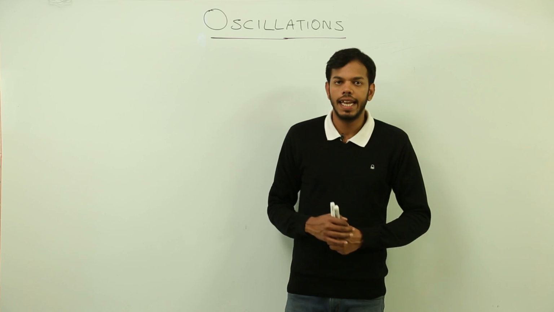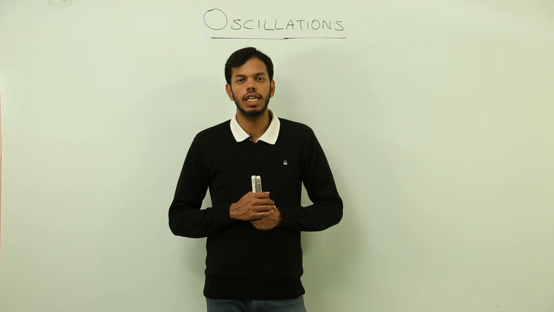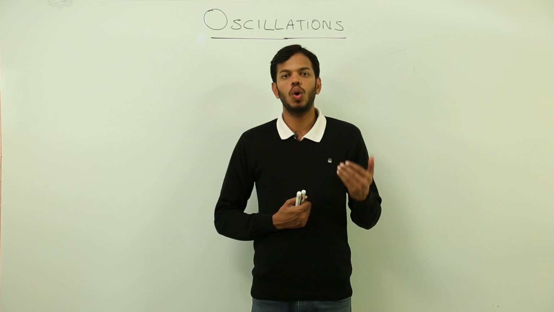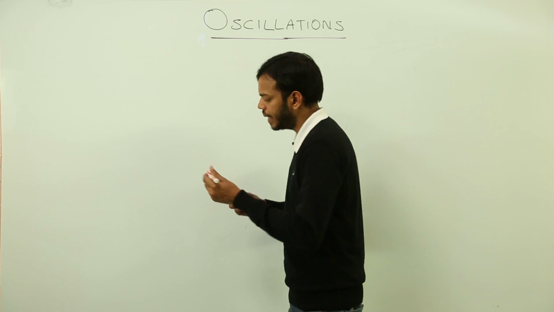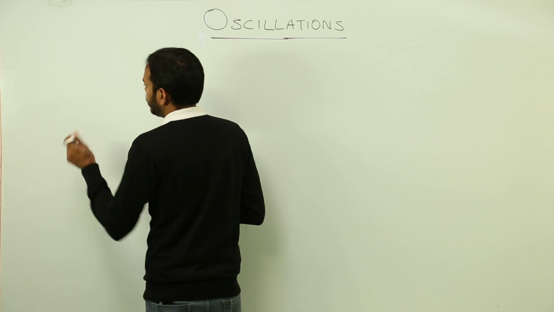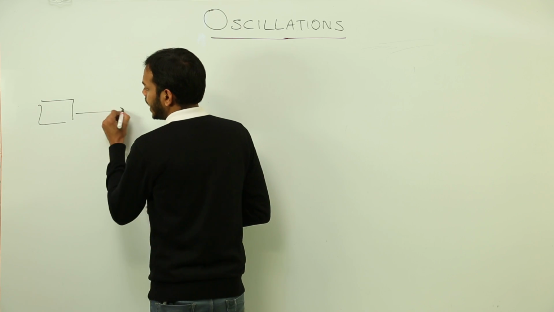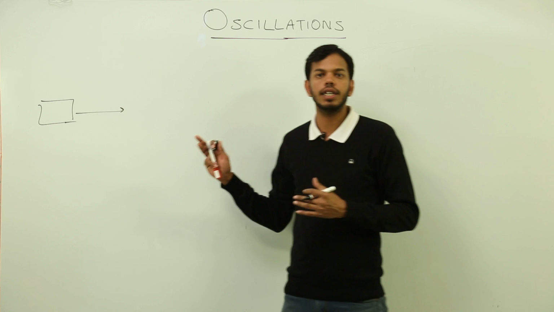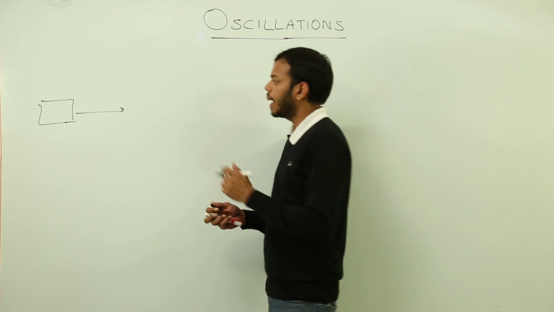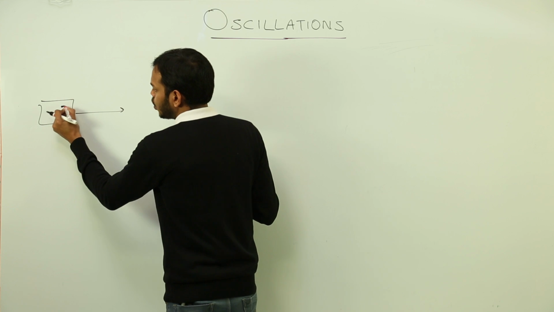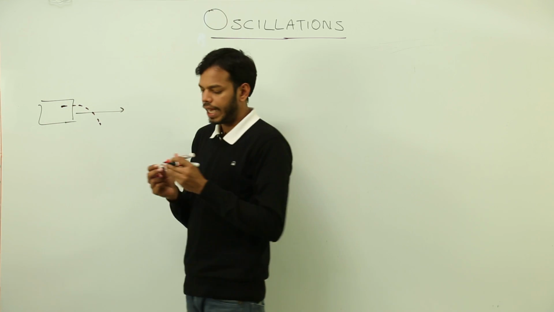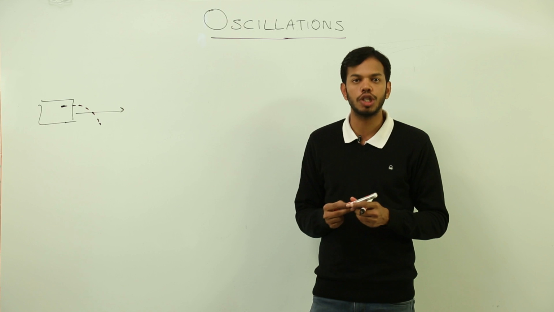Hello students, let's start with the new topic, that is oscillation. Throughout the walkthrough of physics of this class, you have studied various types of motion. For example, if we consider a bus moving in a straight line, then it is undergoing a rectilinear motion, right? But if an object is thrown from the window, it is going to follow a parabolic path and hence it will be considered under projectile motion.